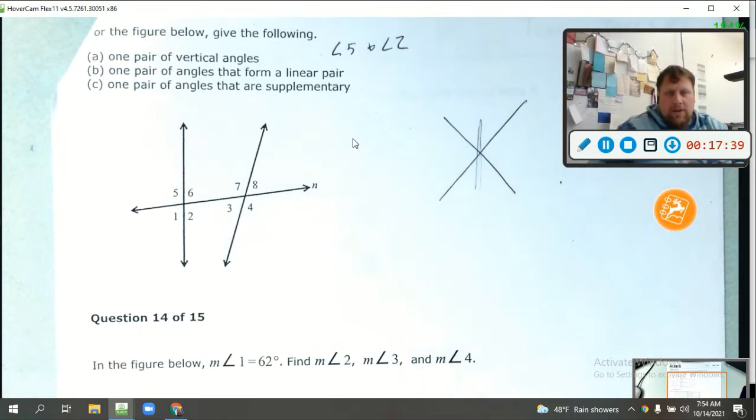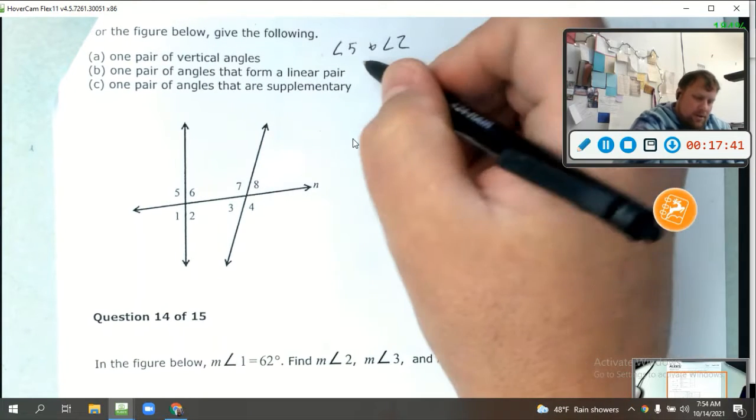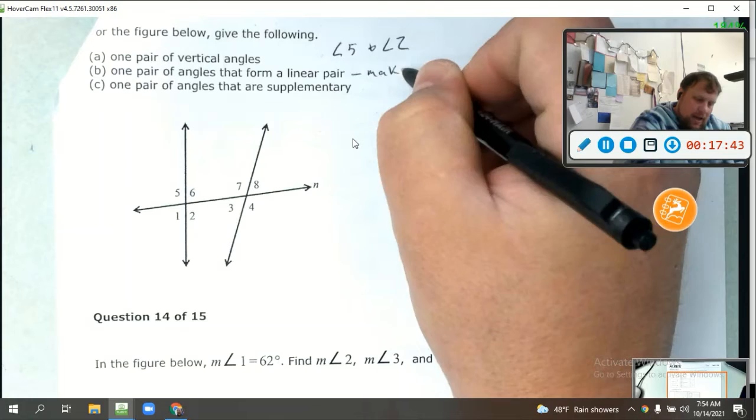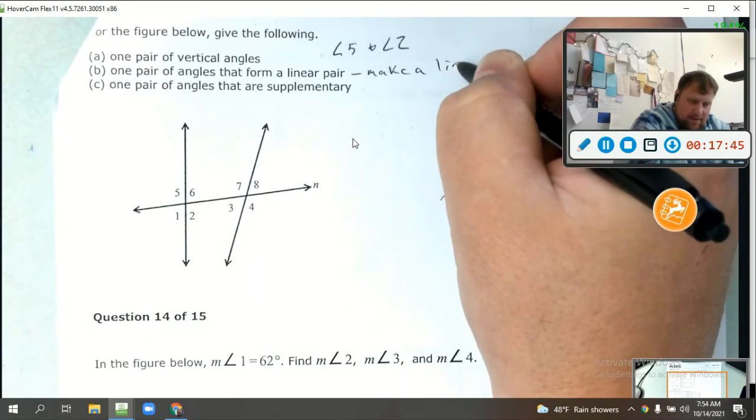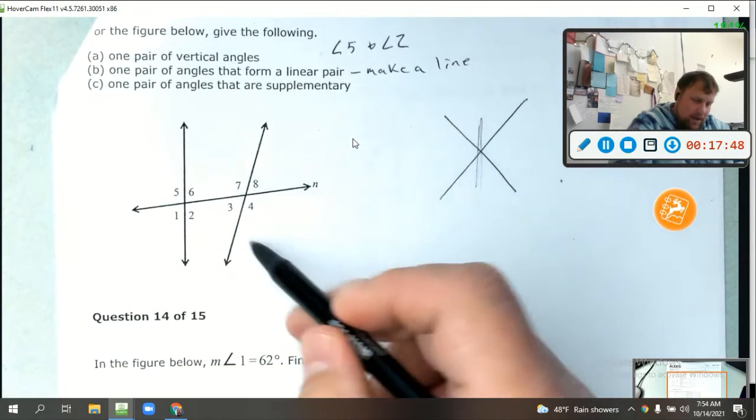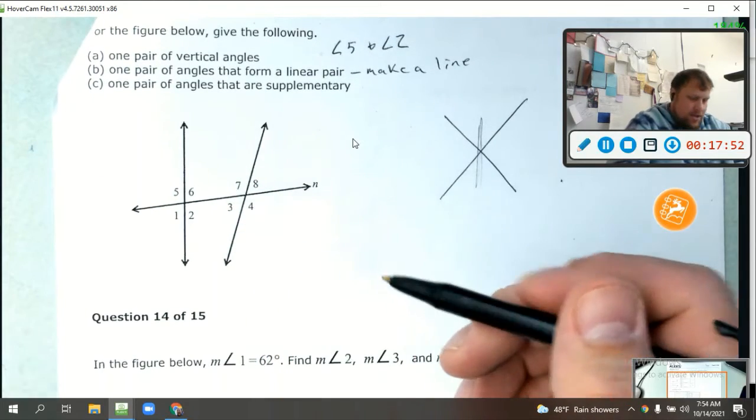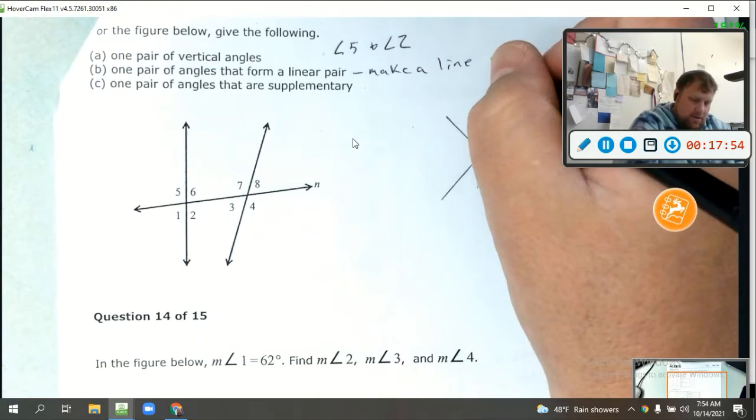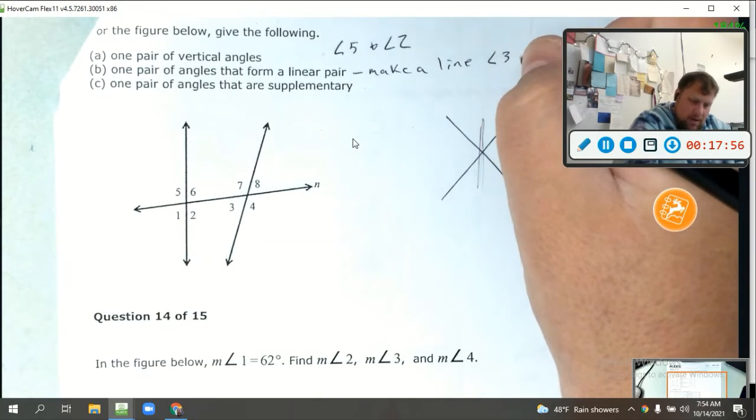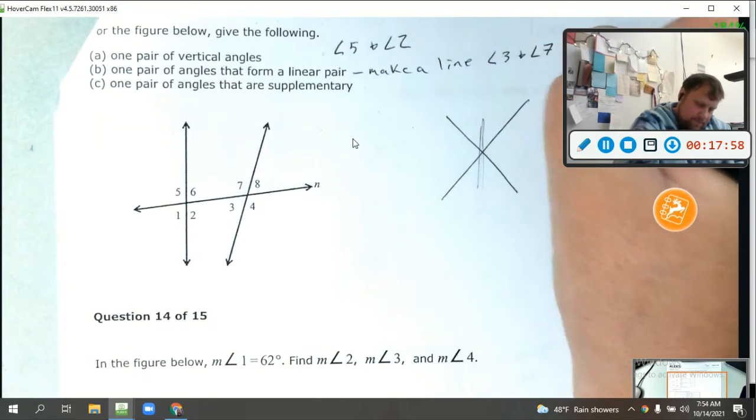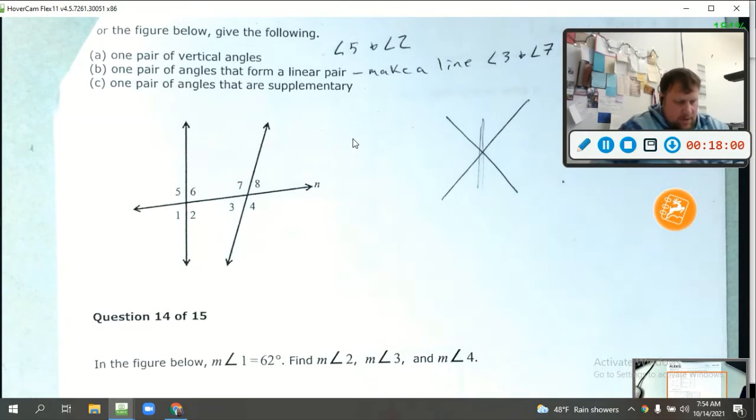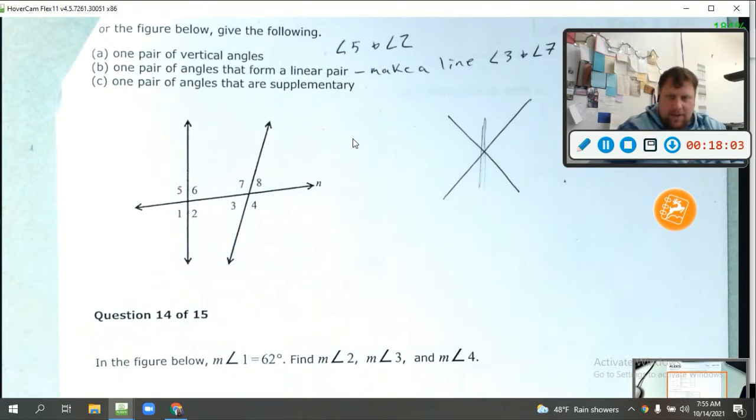Name one pair of angles that form a linear pair. Linear pairs make a line. 8 and 4 make a straight line. 7 and 8 make a straight line. 3 and 4 make a straight line. 3 and 7 make a straight line. Just make sure they make a straight line. So I'm going to say angle 3 and angle 7. Basically, any pair of adjacent angles on these are going to be a straight line, just about.